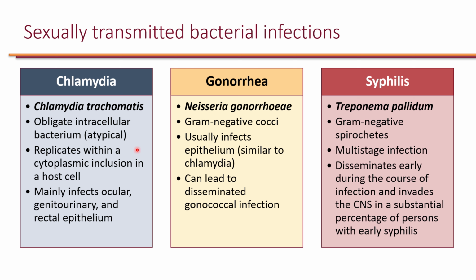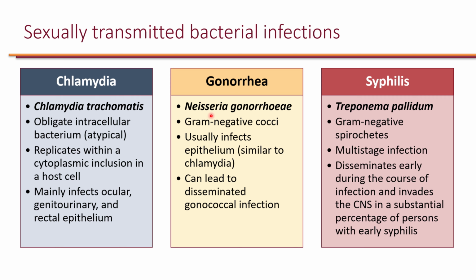Chlamydia specifically is caused by a bacterium called Chlamydia trachomatis. This is an obligate intracellular bacterium, so it essentially has to go inside the cells of the host in order to replicate, which, if you think about it, makes it difficult to culture in the lab, because they have to be inside the cell, so you cannot just grow them on a plate. And there are a lot of similarities between chlamydia and gonorrhea as far as manifestation. Essentially, they infect the epithelium cells, and that could be in the eye, in the genitourinary tract, or in the rectal area. But essentially, they attack the epithelium.